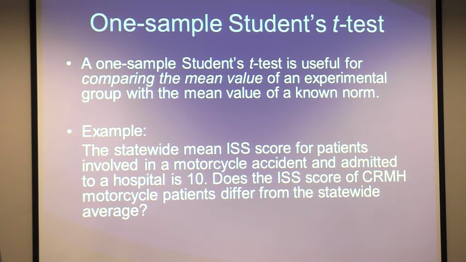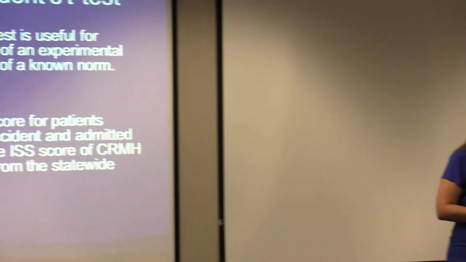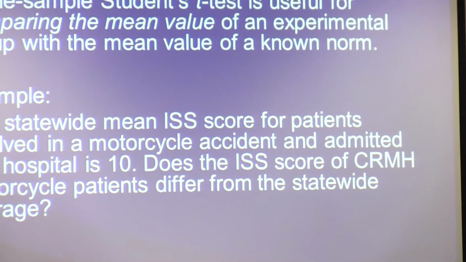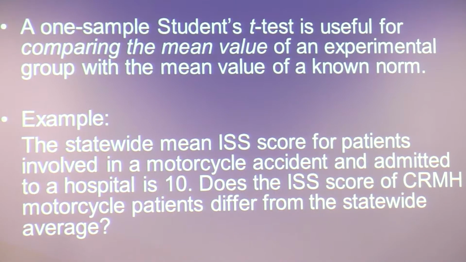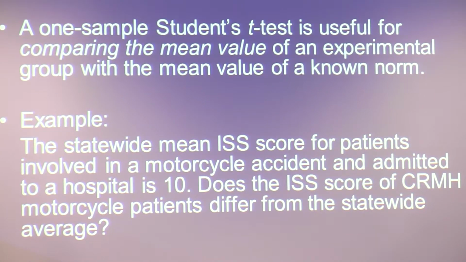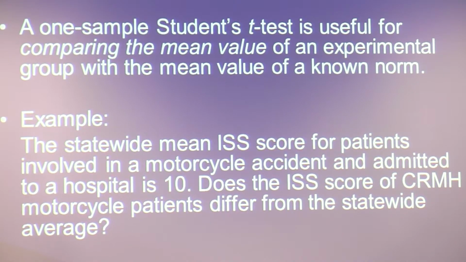It is used when you have a sample and you want to see how that sample compares to a known norm or a known group. So the example here is, we know the statewide average ISS for patients that are in a motorcycle accident and admitted to the hospital is 10. So then we ask, does the ISS score of our patients here differ from that statewide average? So that's a scenario where a one sample t-test might be an appropriate thing to use.